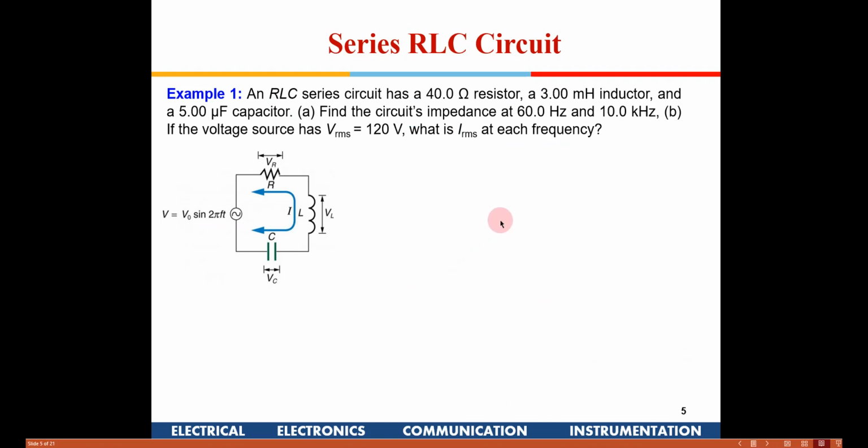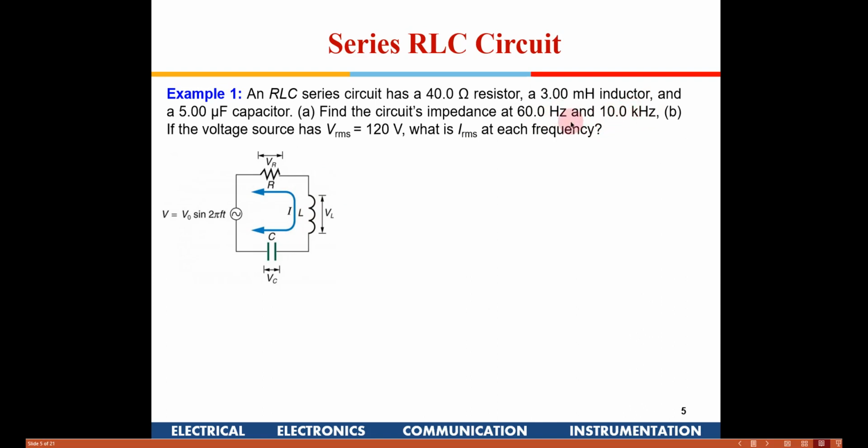We take an example to make things a little more clear. An RLC series circuit has a 40 ohm resistor, a 3 millihenry inductor, and a 5 microfarad capacitor, connected in series. Find the circuit's impedance at 60 hertz and 10 kilohertz. We learned that it is frequency dependent. This L and C are frequency dependent, so the frequency needs to be specified here.